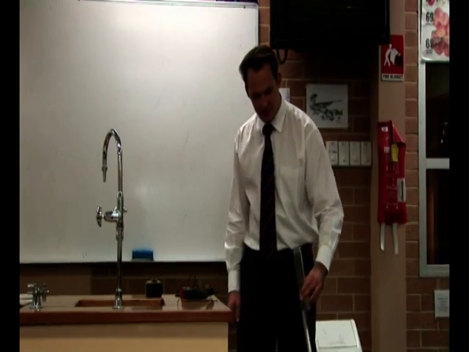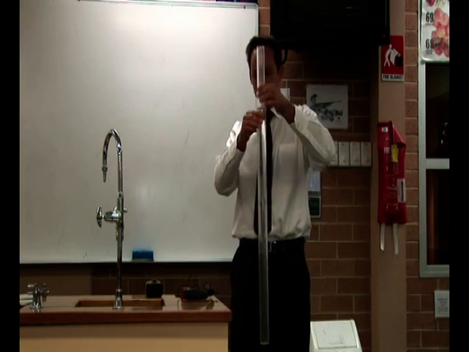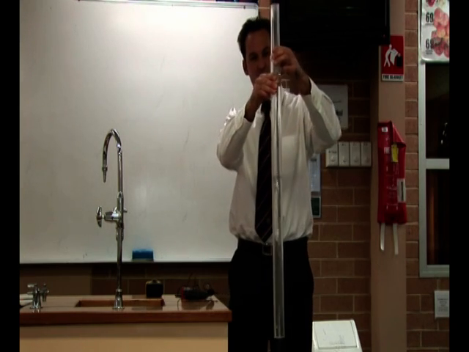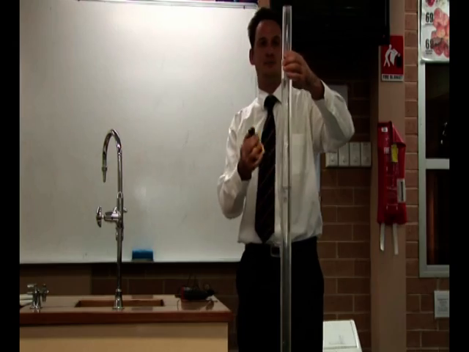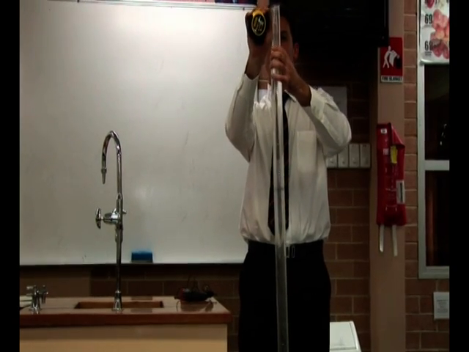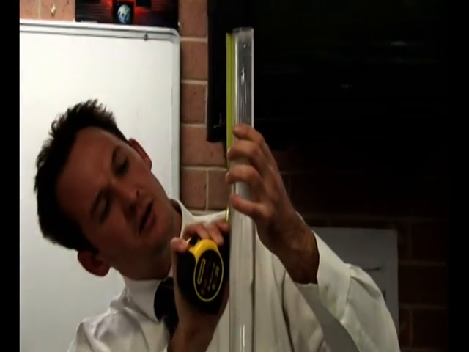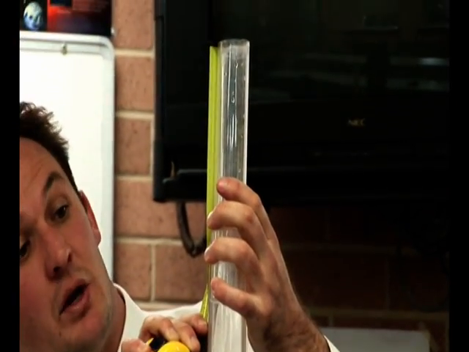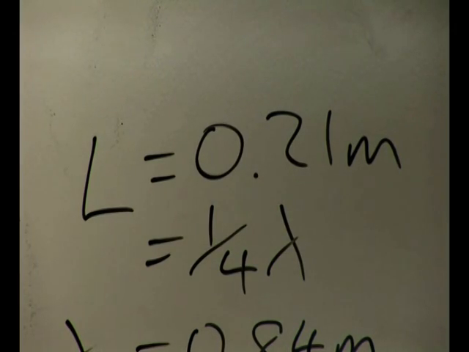Okay, so now that we've found the length of the tube from our first harmonic, which is going to be the distance between the mouth of the tube and the water, we're now going to measure that. So from the top down to the bottom, we can see that that is 21 centimetres. So we've calculated the length of our tube for the first harmonic to be 0.21 metres or 21 centimetres.